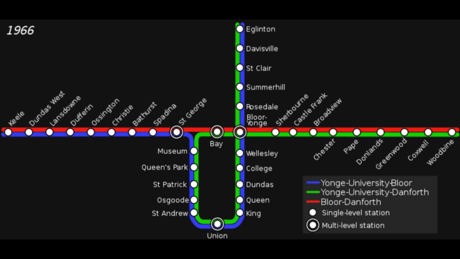The first was the Yonge University Bloor line, which operated from Eglinton to Keele Station. The second was the Yonge University Danforth line, which operated from Eglinton to Woodbine Station. And lastly, there was the Bloor-Danforth line, which followed its normal route between Keele and Woodbine. To be exact, however, service would operate on these lines as follows.